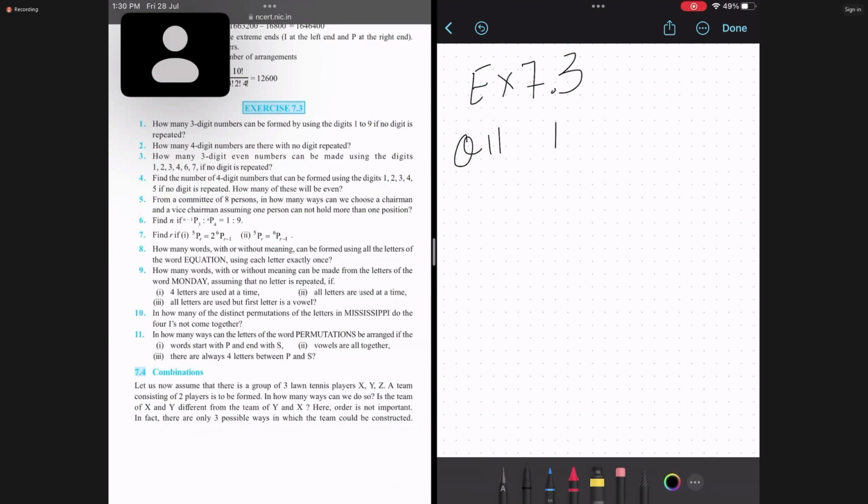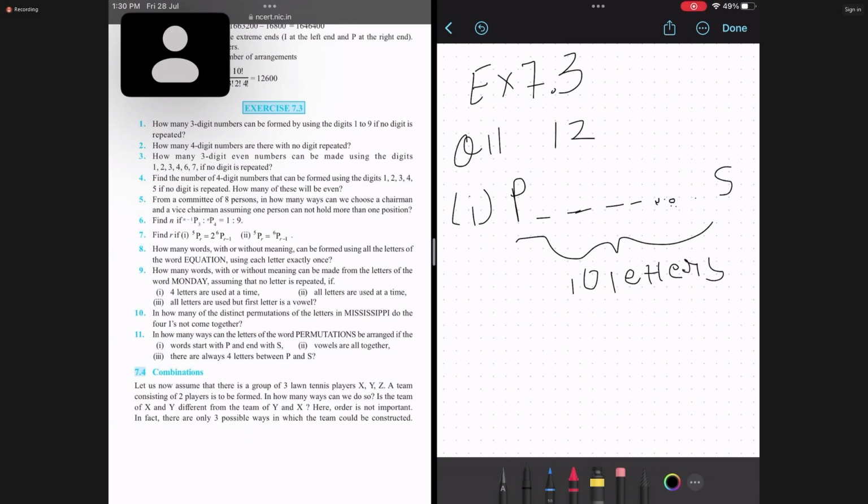We have 12 letters, and the only letter that is repeating is T, we have 2 T's, right? So for the first part, we have P in the beginning, 10 letters here, and S at the end. We need to calculate how many ways we can permute when P and S are the starting and ending letters, right? So we have 10 letters. Of these 10 letters, only T is repeating, and T is repeating twice.